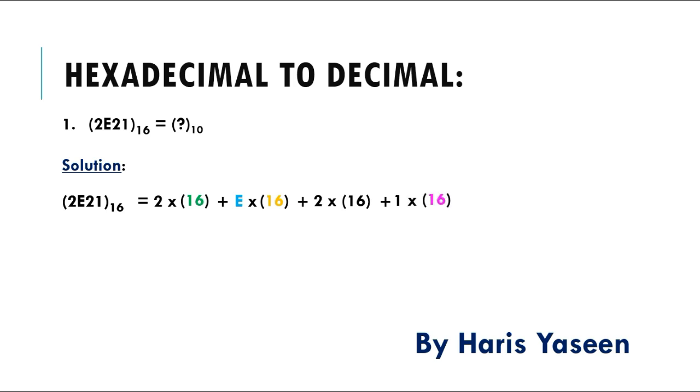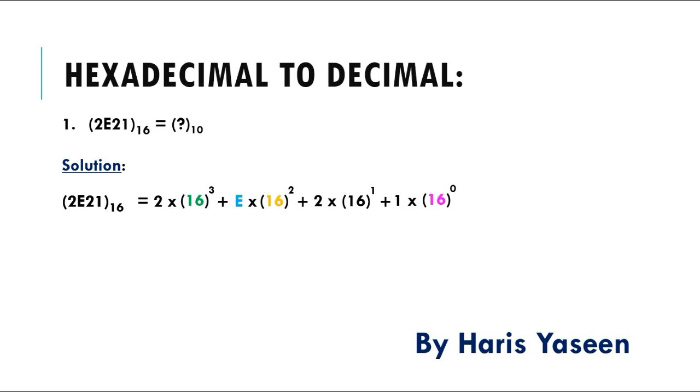Now assigning the powers from right to left: 0, 1, 2, 3. Here sometimes students make a silly mistake. They do 16 multiplied by 2, which is 32. Here 2 is the power. That means 16 multiplied by 16.